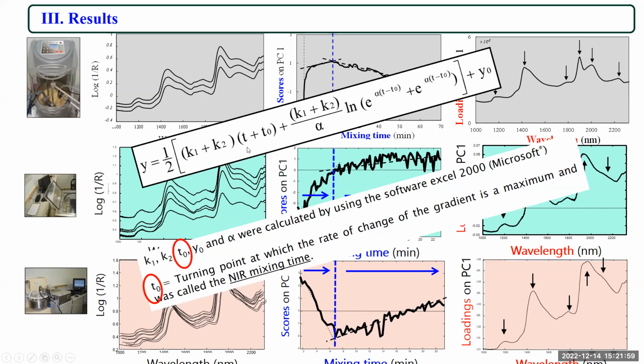So we have also made modelization. Here you have the equation that we used, for example, for bread mixing, in order to identify the T0 that is associated to the best product. So here, bread.